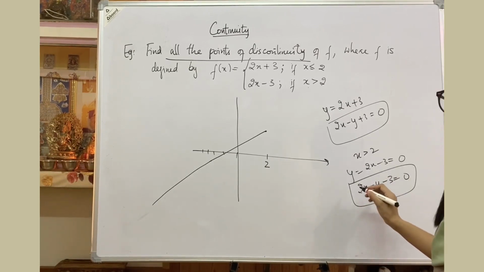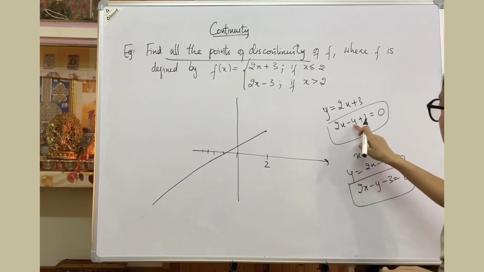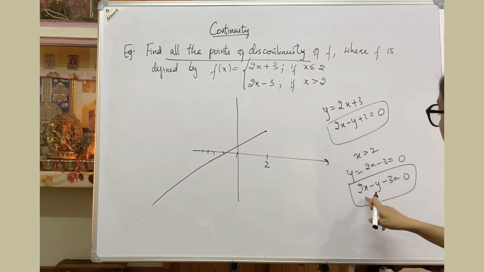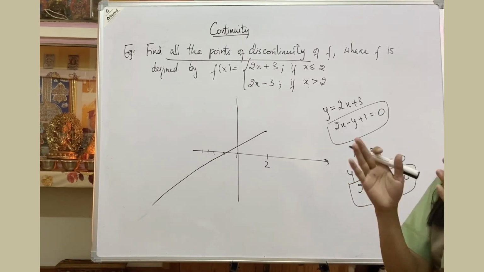Again, this is a linear equation in two variables which represents a line. Okay, but these two are different. This is 2x minus y plus 3 is equal to 0, and here it is 2x minus y minus 3 is equal to 0. So the graph will be slightly different.